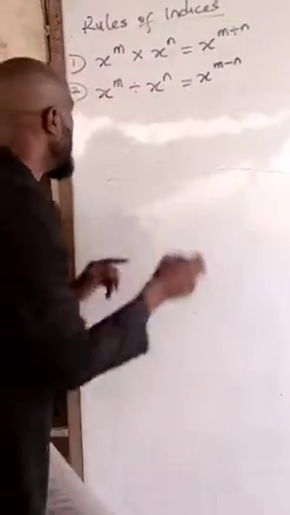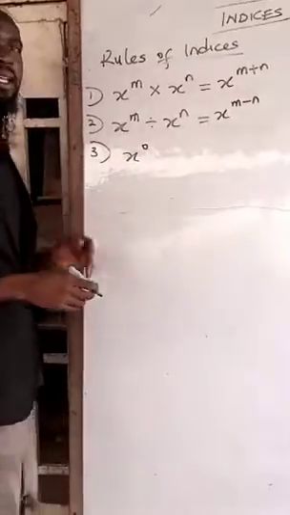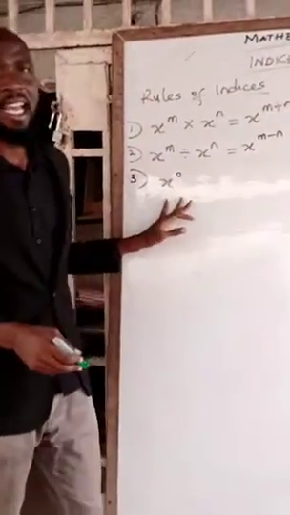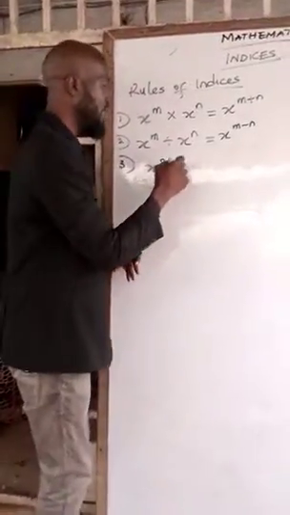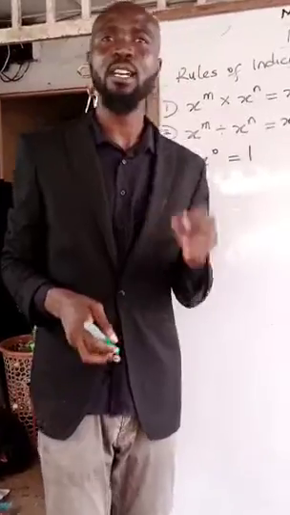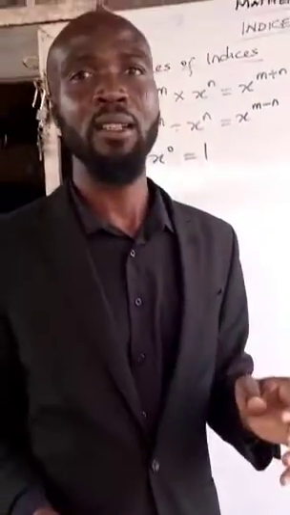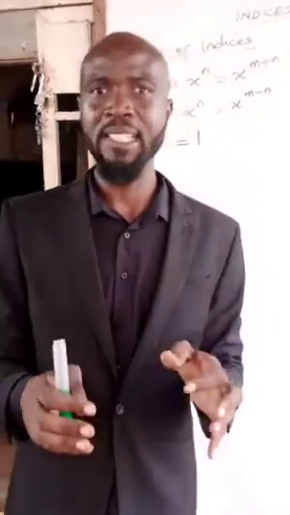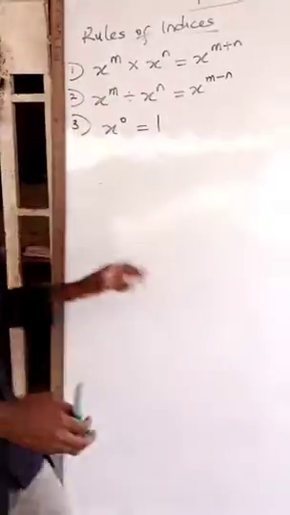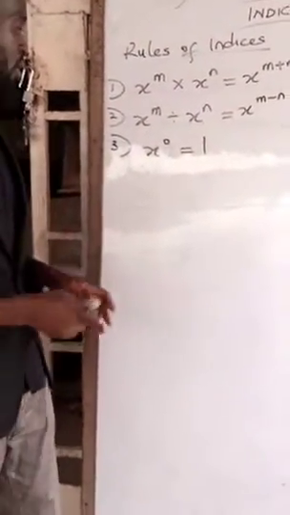Then rule 3, in no particular order. There's no particular order to this. The most important thing is to know the rules. Now this third rule is saying x raised to power 0 is 1, not just x. Anything raised to power 0 is 1. Even a madman raised to power 0 is 1. Even police raised to power 0 is 1. Are you following? So anything raised to power 0 is 1. Anything at all is 1.